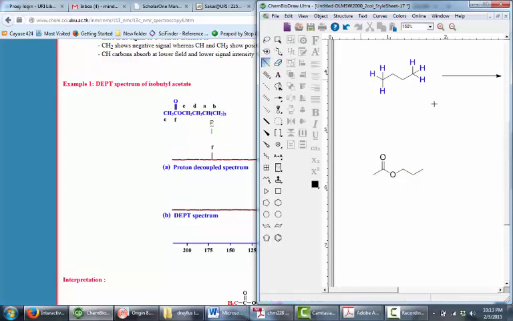Certainly this carbonyl one, the one closest to the ester, this one labeled D, this is A over here, and then these two methyl groups are chemically equivalent. So here they've labeled those A, B, C, D, E, F. Those are the different carbons in the molecule.